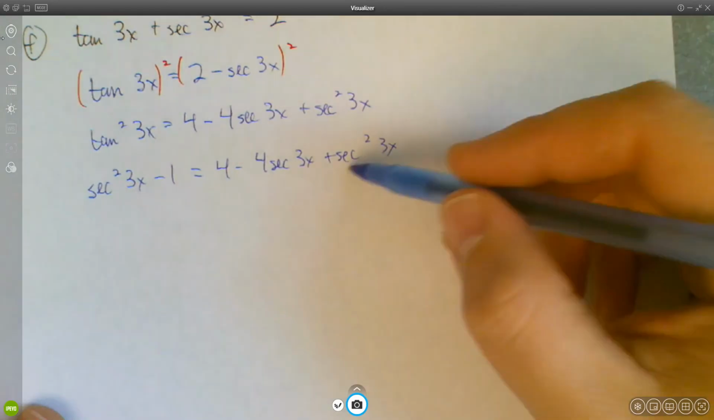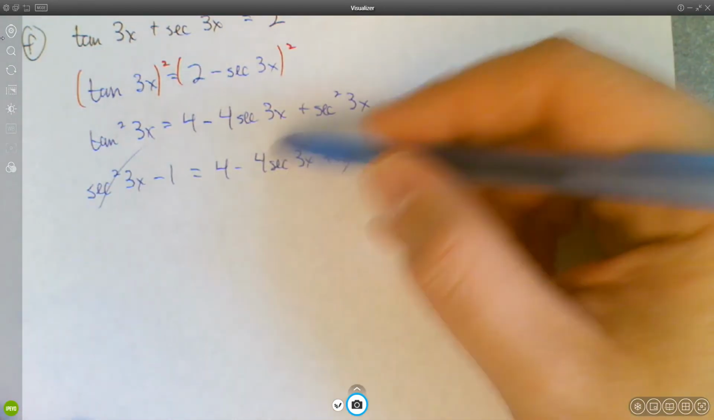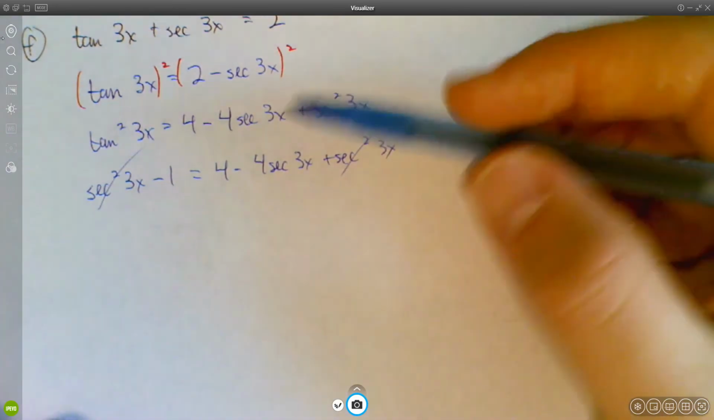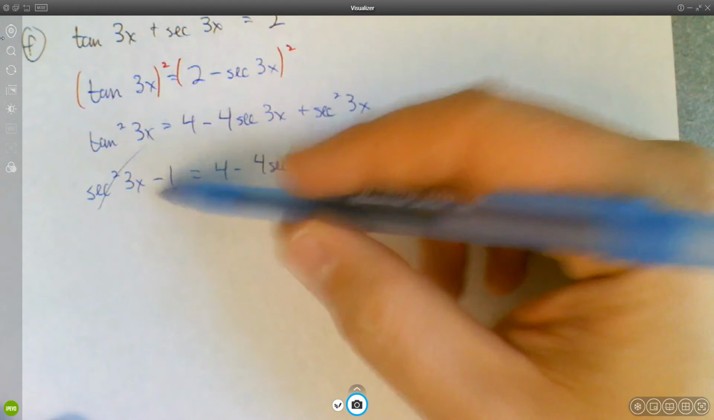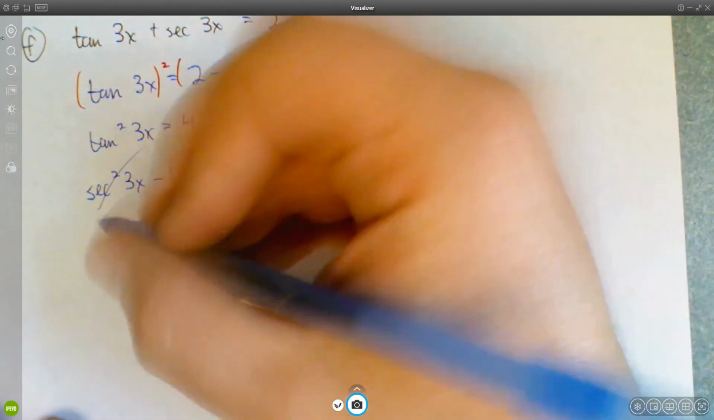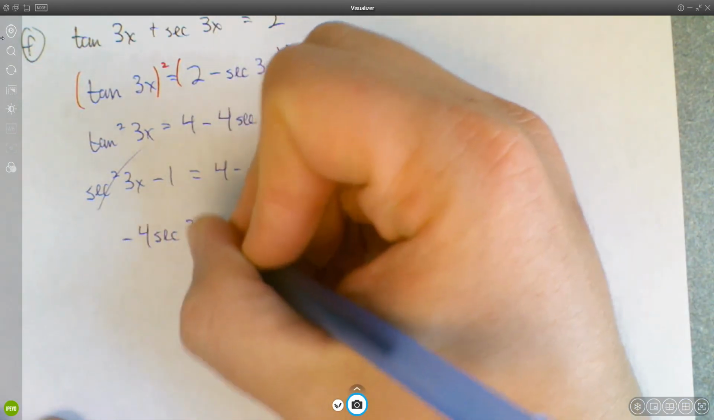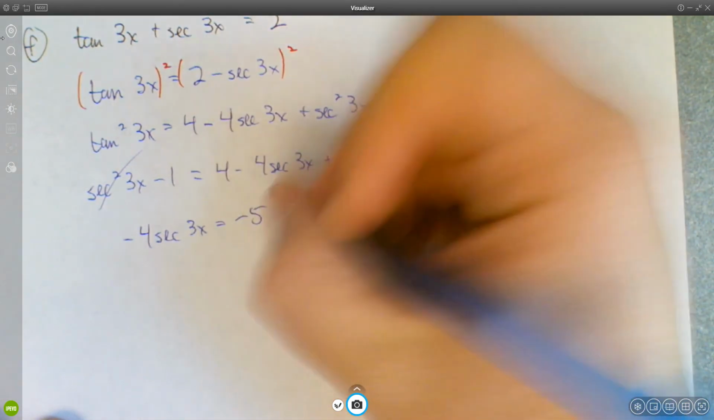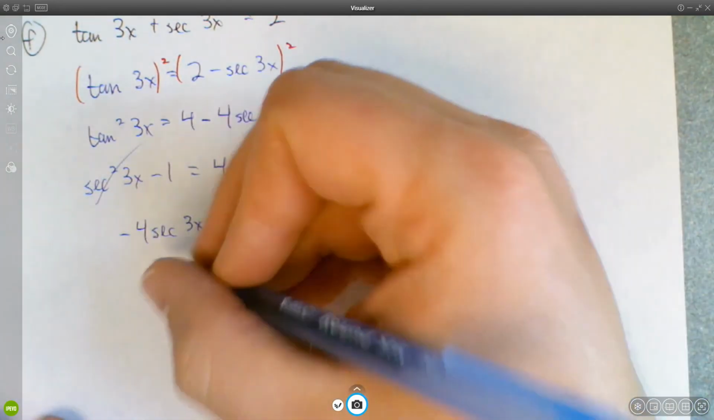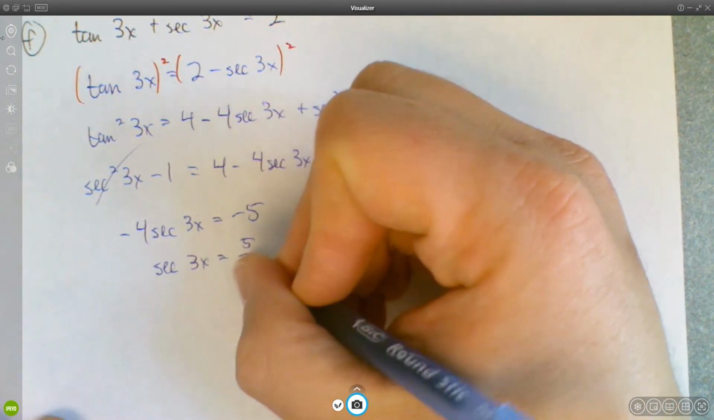And then the secant squareds cancel. Now I've just got 4 secant 3x, or 4 minus 4, so secant 3x equals negative 1. So I'm going to subtract the 4 over to the other side, and I'm going to rewrite this as negative 4 secant 3x equals negative 5, right, if I move the 4 over. And then if I divide by negative 4, I get secant 3x equals 5/4.